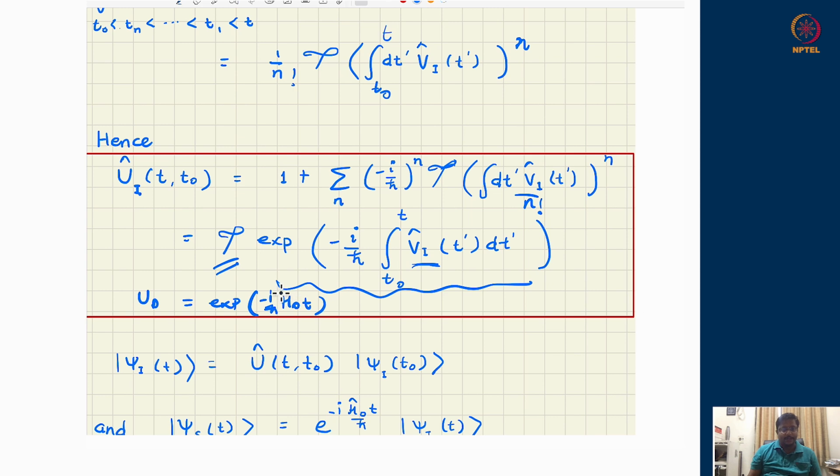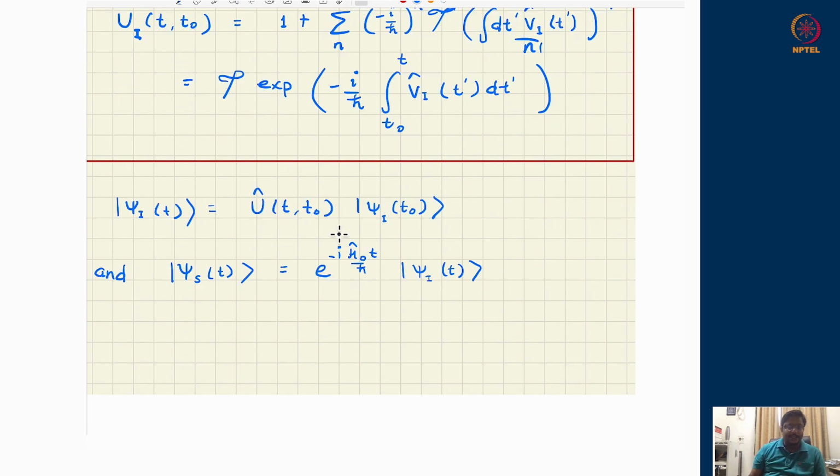This would have been the operator of time evolution. In the interaction picture, the role of H naught is being played by the V_I, the role of the exponential is going to be played by the time ordered exponential, and the role of t is being played by this integration. So ultimately I have a unitary operator which resembles the unitary of the free theory, but not quite, because time ordering has come up and the integration in the exponential has come up.